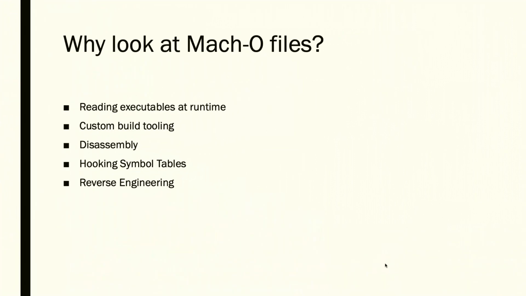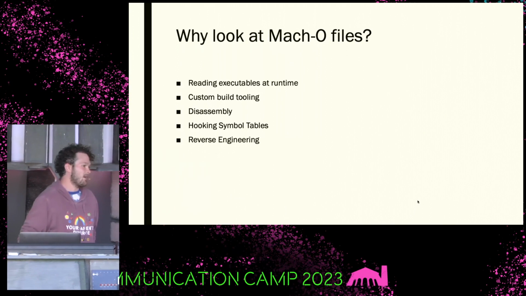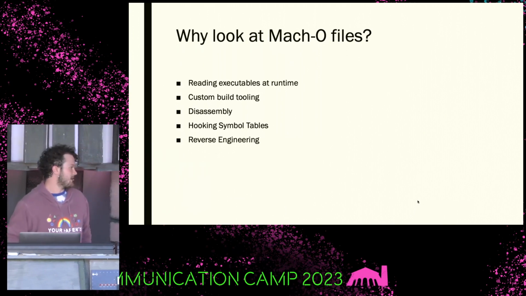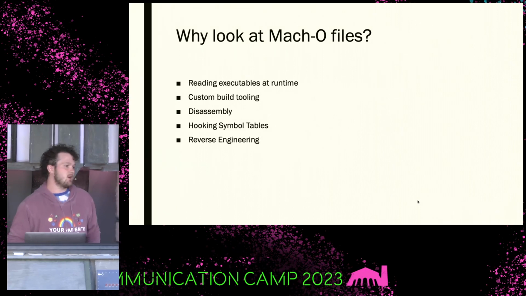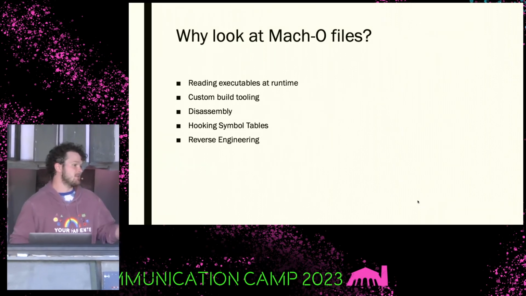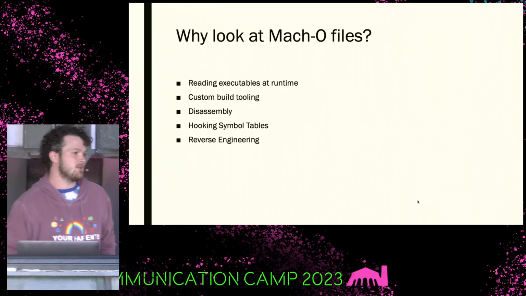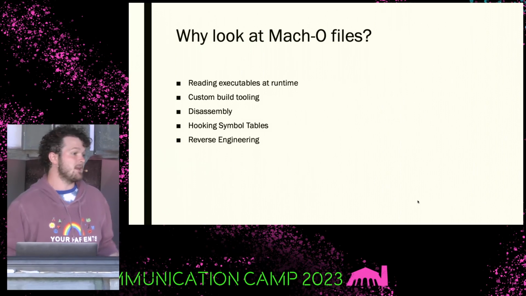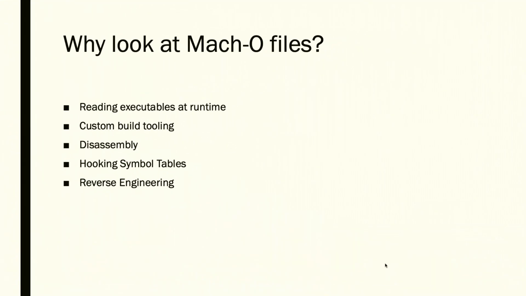So there's a few reasons why you might want to look at these files. First is if you want to read executables at runtime, such as doing metaprogramming on your own code, or if you want to do integrity checks on your own code, or maybe you want to do something like Frida and install trampolines on other people's code, and that requires being able to parse through these kinds of files. Custom build tooling, so if you want to inject data into your executables in specific parts of the segment, so that the loader automatically maps data really quickly for you, or you can have special hashes for integrity checks inside your executable files.